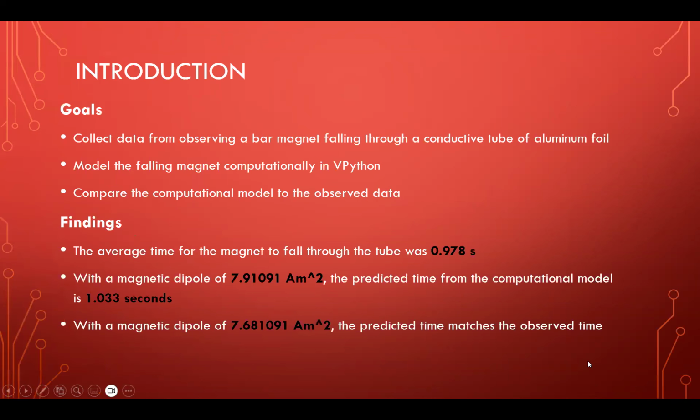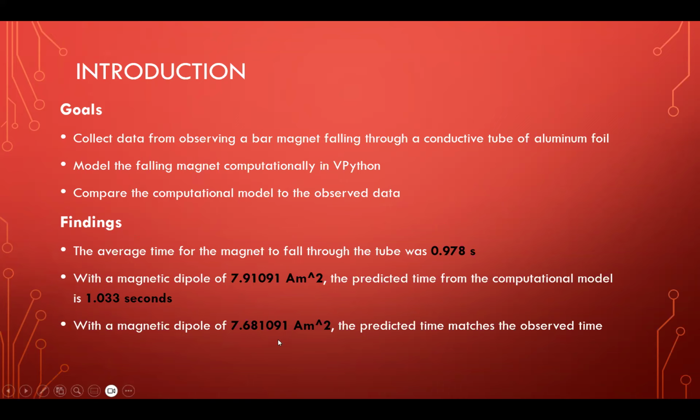The goals of this lab were to collect data from observing a bar magnet falling through a conductive tube of aluminum foil, and then to model that falling magnet computationally in VPython. We're going to compare the computational model to the observed data that we got from dropping the magnet.